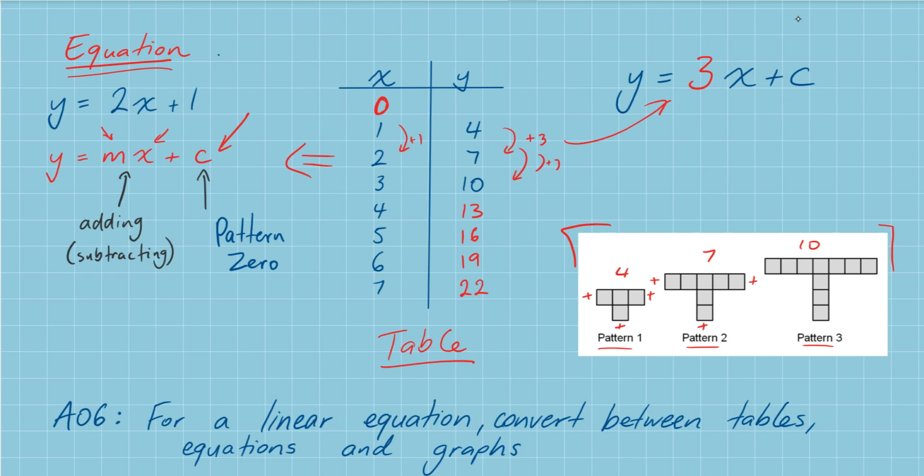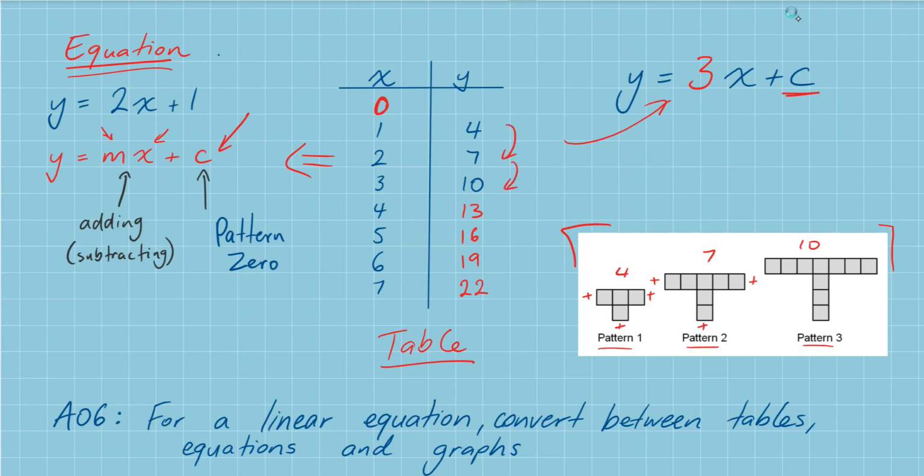Now the next part we're going to look at is how to identify that c value. And this is why I always refer to it as pattern 0. Where students will often get themselves stuck is they will think that pattern 0 is going to be 4 because pattern 1, or where x is 1, y is 4. In fact, what you're looking for is the y value for pattern 0, or when x equals 0, what does y equal?